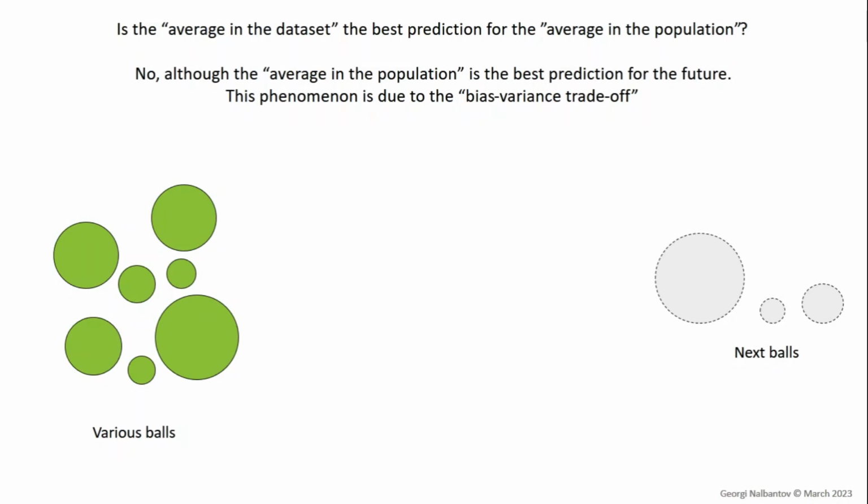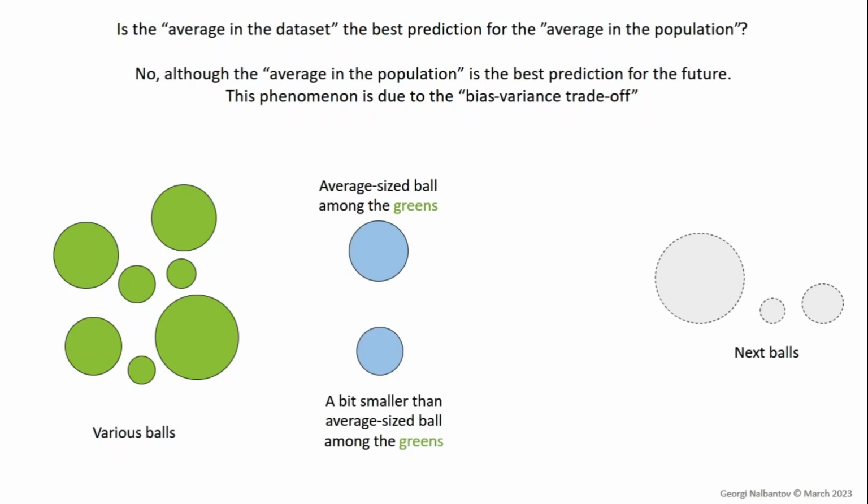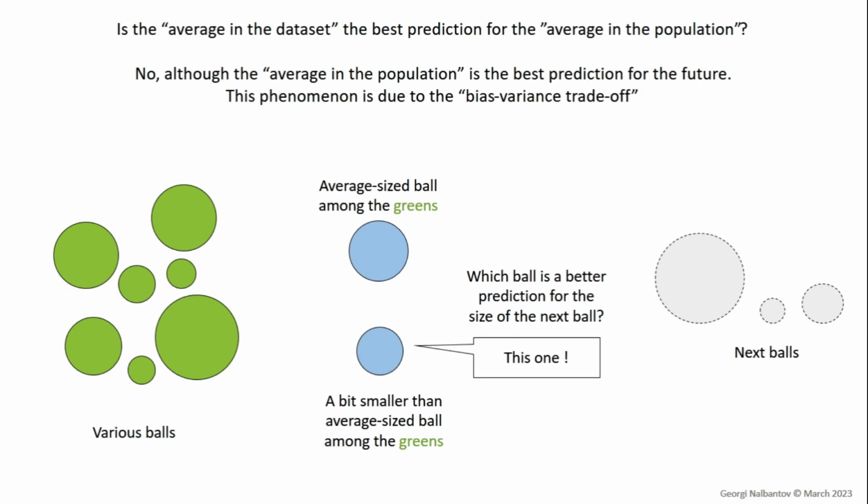From this data set, one possibility is to use the average in the data set among the green balls. Another possibility is to say I would like to use a little bit smaller than the average among the greens in order to predict the next balls. Which one will we use for prediction? It will turn out that this one is much better, although the optimal one is the average of the green balls in the population of green balls, not just in the data set that we have at hand.